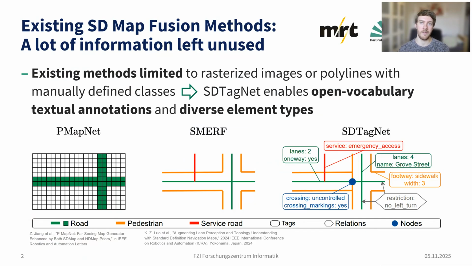You either have, in the case of PMapNet, a rasterized top view image where you just have this is a road or this is not a road, or in the case of Smurf, a set of polylines, but only polylines and with a limited number of manually defined classes. And SDTagNet is the first work that enables open vocabulary textual annotations and diverse element types for SD maps.